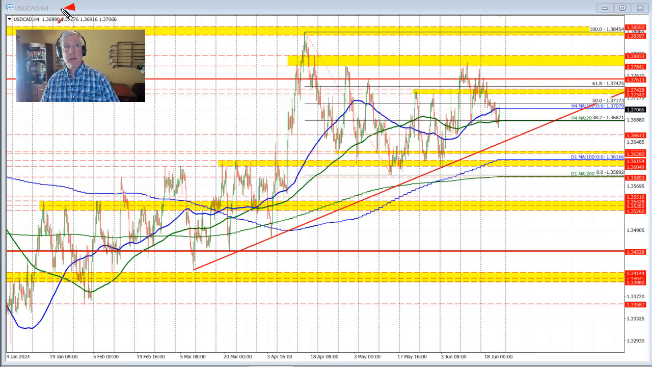I'm going to take a look at the dollar versus Canada. Today's date is June 21st, 2024. I'm taking a look at the 4-hour chart for this currency pair.